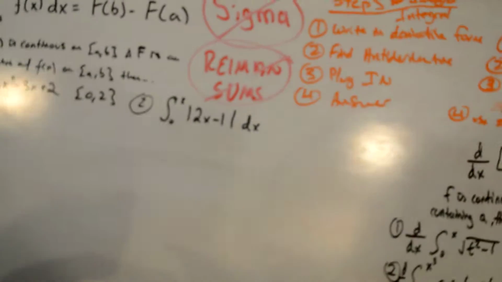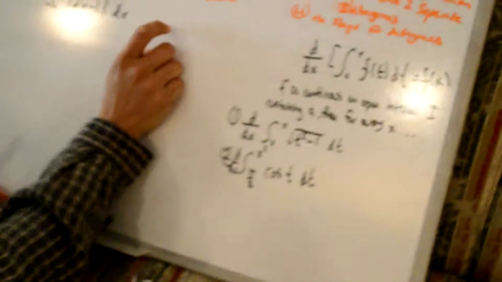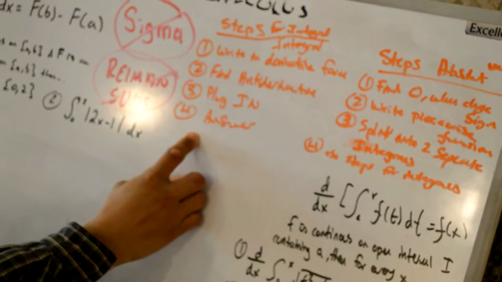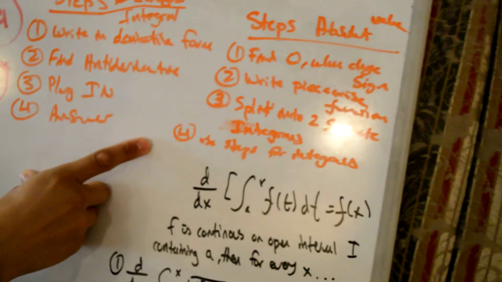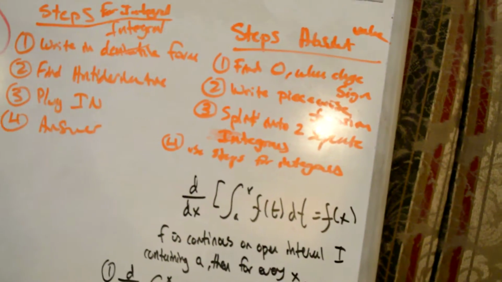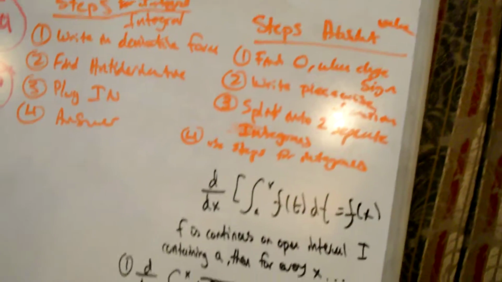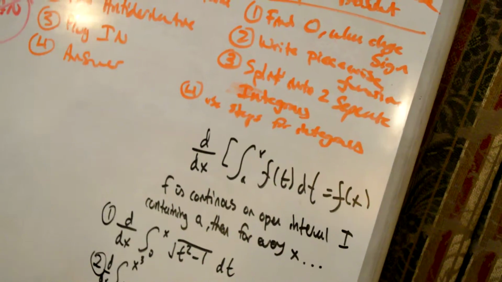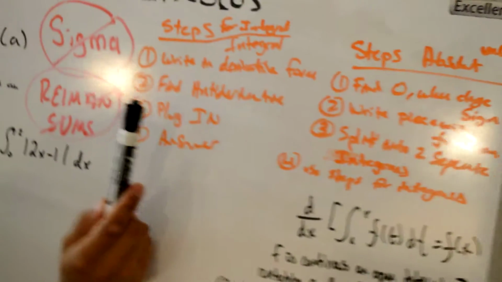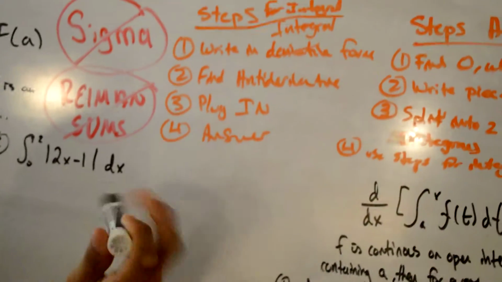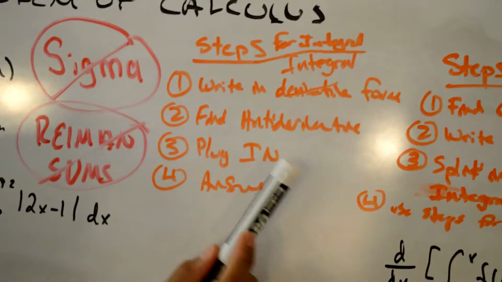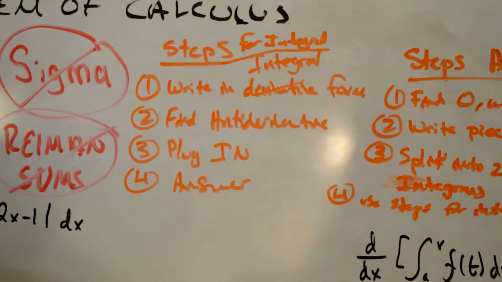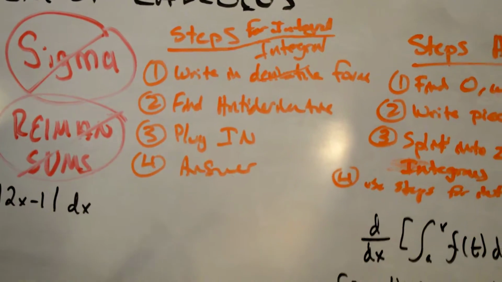But we do have a couple steps that we're going to have to follow. So this is for the steps to find the integral, right? And then this is the steps to find the absolute value of some integral. The absolute value just requires a little bit more steps, but it's essentially the same. It's pretty easy. All right, so for the steps for the integral, you have to write it in integral form. Then you have to find the antiderivative. You have to plug in your interval, and then you have to just answer using algebra, right?